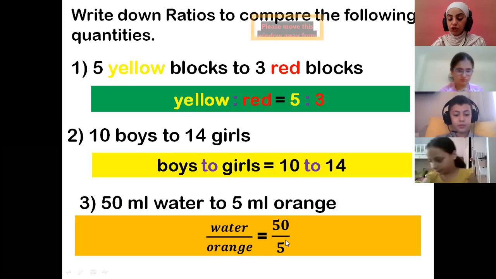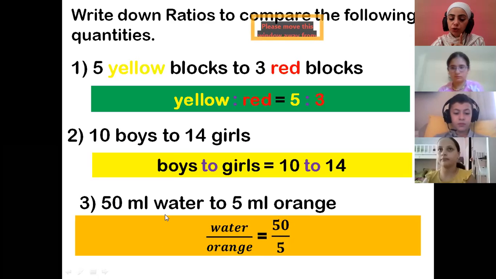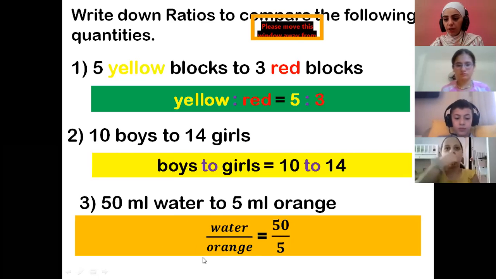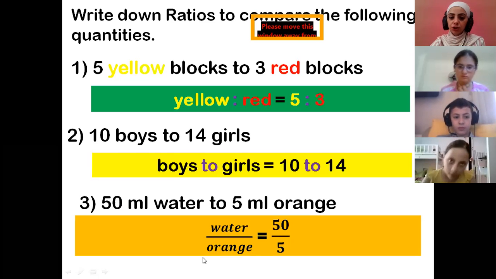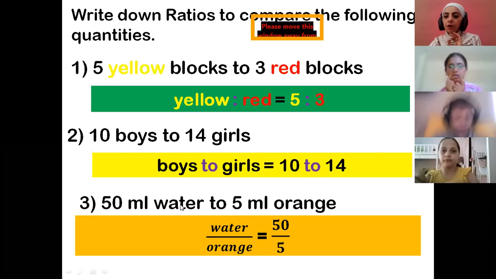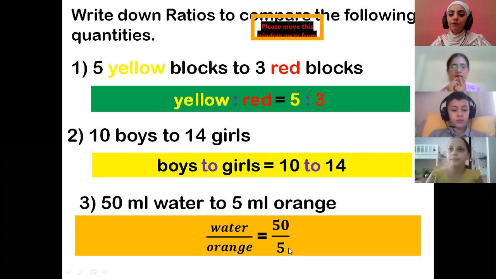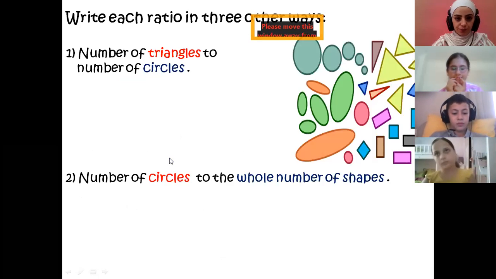Water to orange. Be careful. We started in the question talking about water. You started with water. Don't ever switch them. The ordering is very important. What you start with, put its number first. So 50 ml of water over 5 ml of orange.